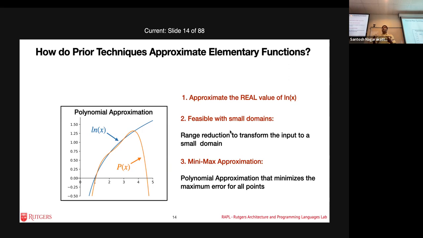And now what do you need to do? Now you got a result for the small domain. You need to compensate the result to produce the result for the original input. So you had x, from it you got x dash, which was a reduced input in the small domain. And you use a polynomial approximation to produce y dash, the approximation for the small domain. Now you need to produce y, which is the result for ln of x. This process is called output compensation.